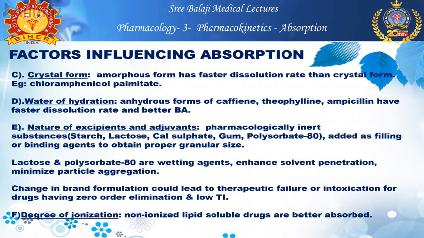Then you have nature of excipient and adjuvant. So pharmacologically inert substances like starch, lactose, calcium sulfate, gum, polysorbate 80 are added as filling or binding agents to obtain proper granular size. So it also influences the rate of absorption. Lactose and polysorbate 80 are wetting agents which enhance solvent penetration and minimize particle aggregation.